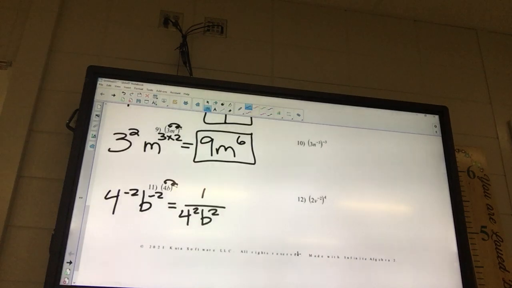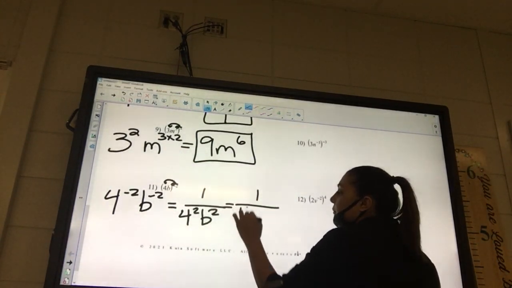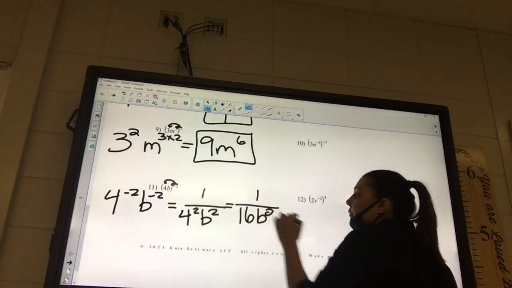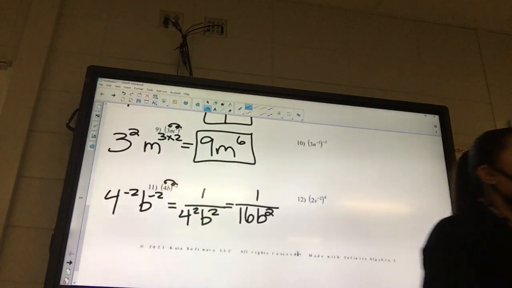But we need to fully simplify. Are we fully simplified? Not really. What is 4 squared? 16. Good job, Latrania. Because you don't leave it like that.